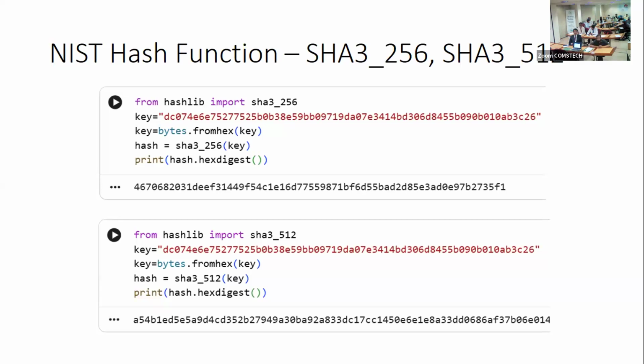I have installed the PyCryptodome library, and from the library I import hashlib, and from that I'm importing the function SHA-3256. Then I define my key, which is the input. This is in hex, so I convert it into bytes using bytes.fromhex on the key. Now the key is converted into bytes, and this byte key is given as input to SHA-3256, and I get a hash. I can show it with hash.hexdigest, and you can see this is the hash. I can do the same with SHA-3512. The same key is given as input, and this is the output. I've truncated the output.